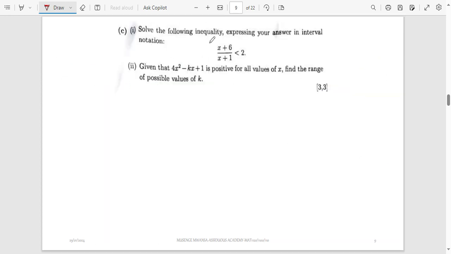Solve the following inequality expressing your answer in interval notation. x plus 6 over x plus 1 is less than 2.